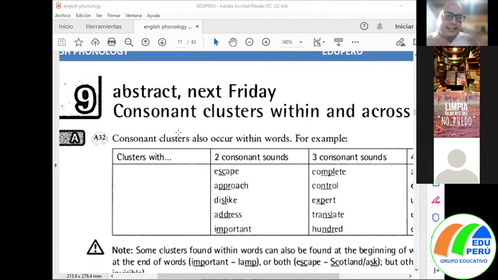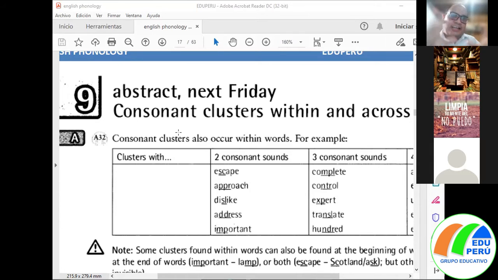Three at the beginning? The same? Not exactly. One more. Four. Yes, that's it. Four consonants at the end, three at the beginning. So we call these clusters. So we have clusters at the beginning of a word, clusters at the end of a word.